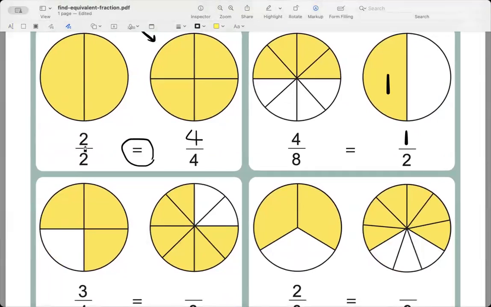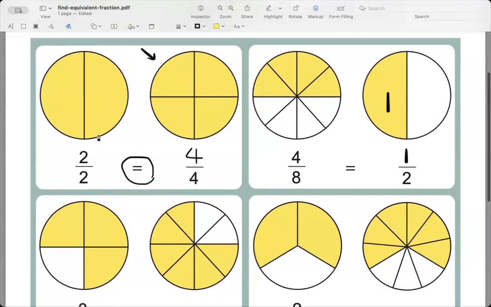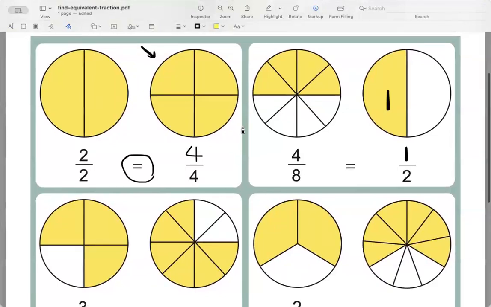2 halves equal 1 whole. 4 fourths equal 1 whole. They're the same value, the same pie, the same size, the same amount is shaded in. This all represents the same value. Let's take a look with the next set of pictures to the right.